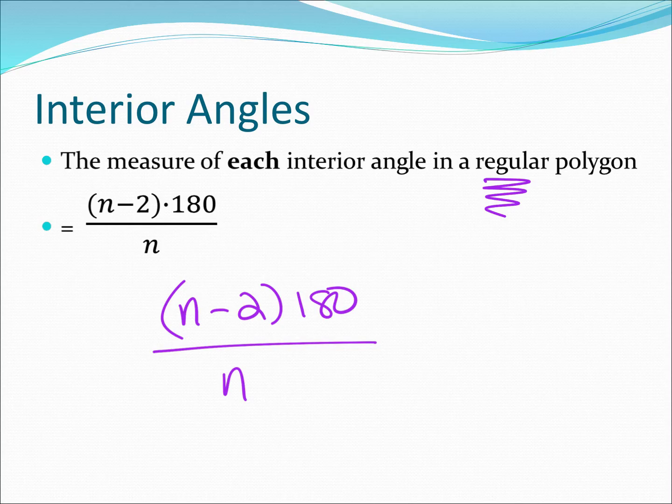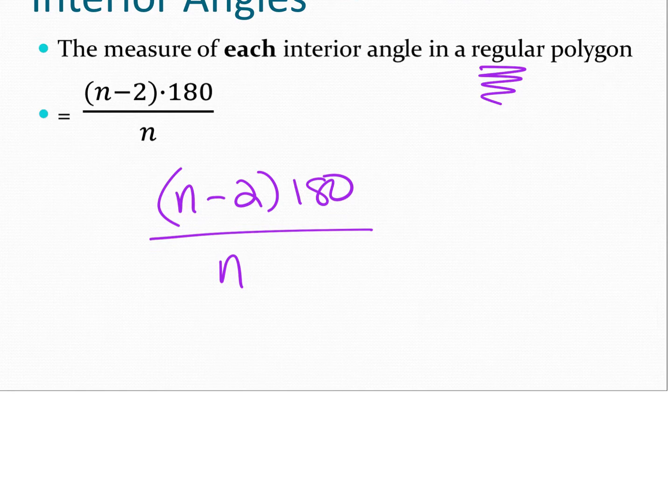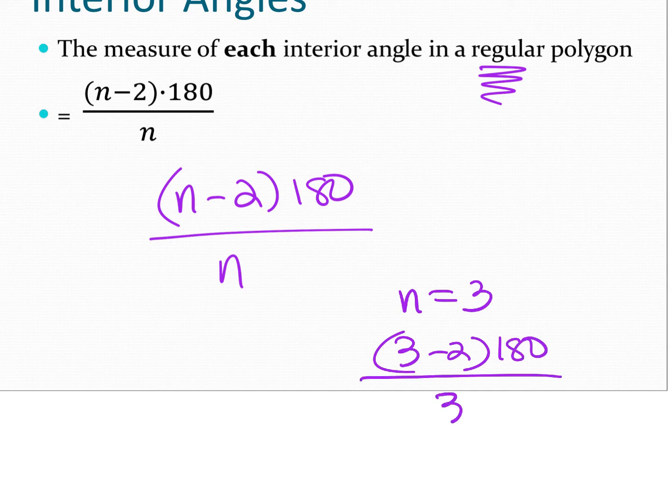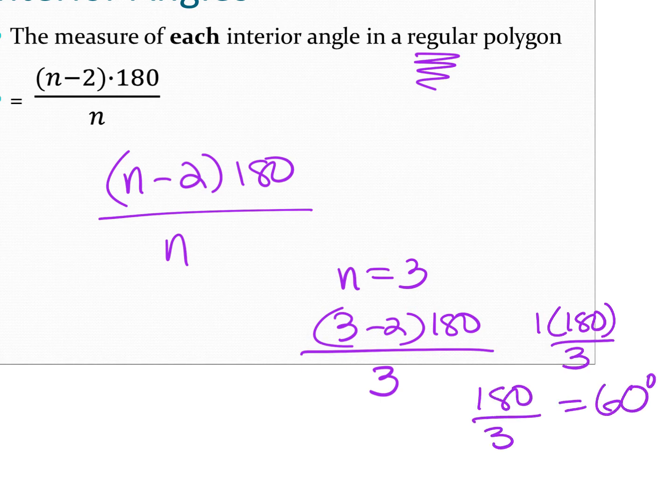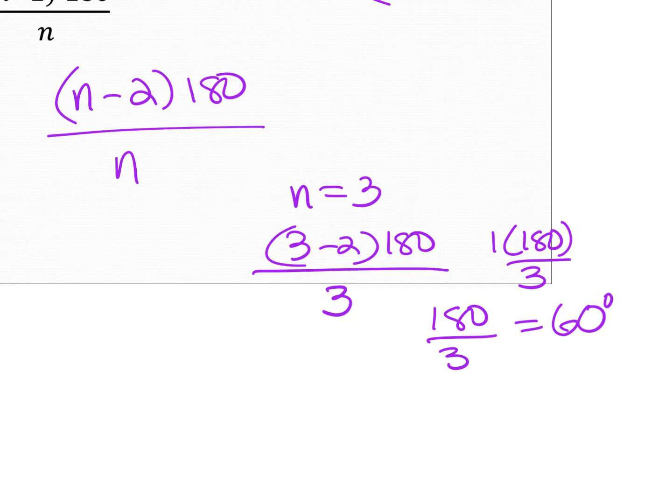So for example, in the case of the regular triangle, we know that n is 3. So if I do 3 minus 2 times 180, and then divide that answer by 3, which is the number of sides, 3 minus 2, 1. 1 times 180, I get 180, divide by 3. And each angle in my regular triangle would be 60 degrees. So this number is for each angle in my regular triangle. Now, if it's not regular, you could have different numbers.